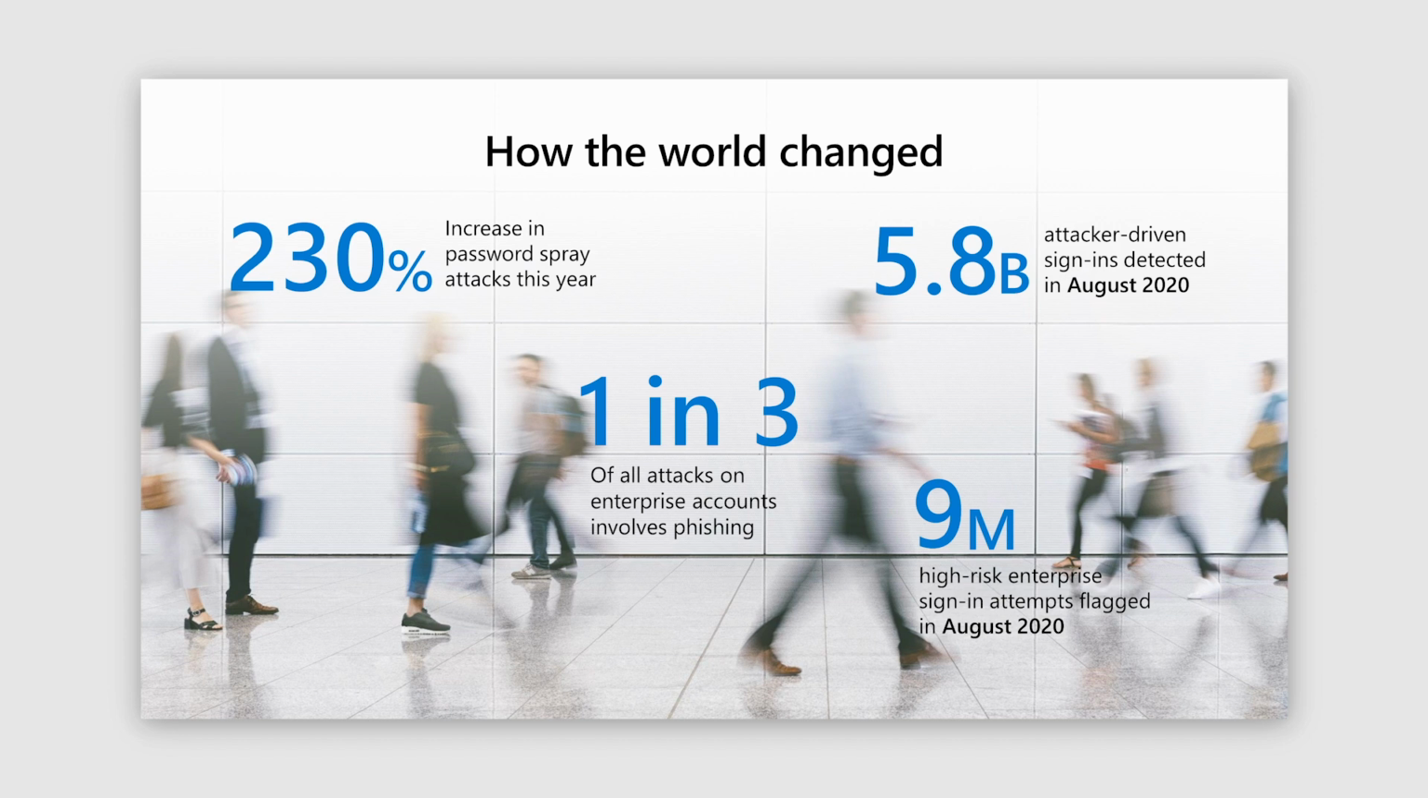In fact, if we look at password spray, that has increased over 230% in just the last year alone. And phishing, for example, continues to be one of the most prominent attacks towards enterprise accounts, where 1 in every 3 attacks is phishing. If we look at just the data from last month, so August 2020, we had 5.8 billion attacker-driven sign-ins. And of those, 9 million of them were marked as high risk. And high risk normally means that we are incredibly confident that this account has been compromised. So this data reflects just how important it is to secure your corporate access.